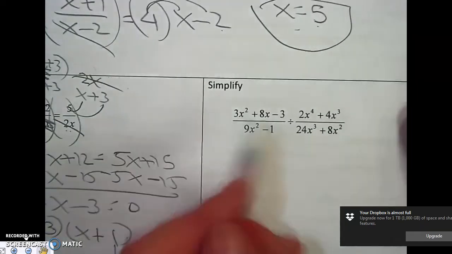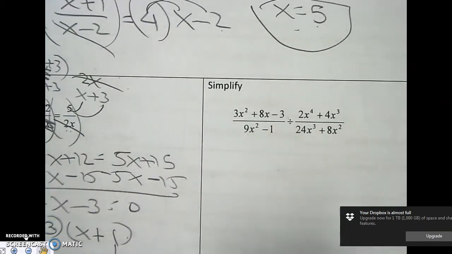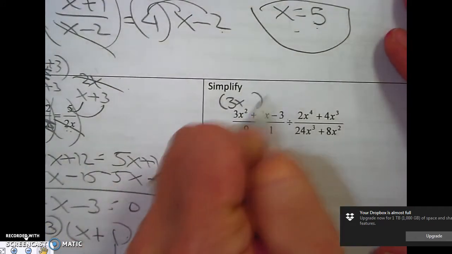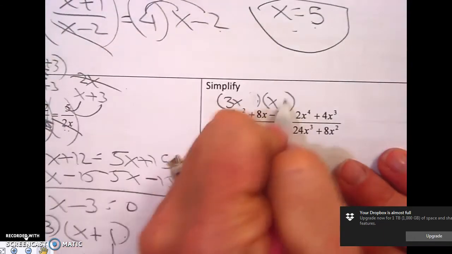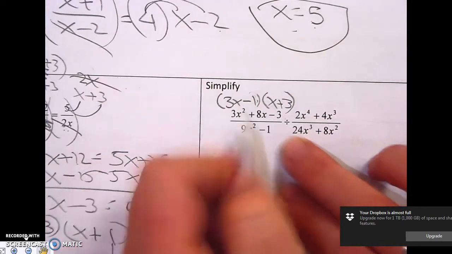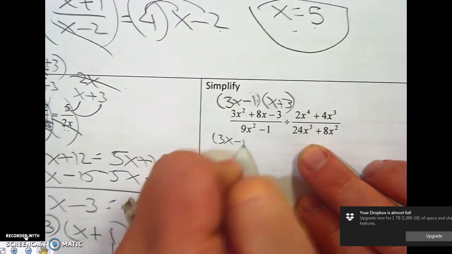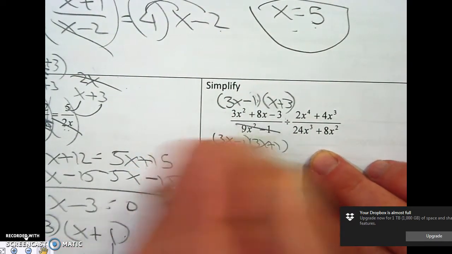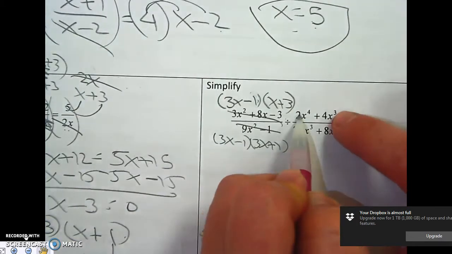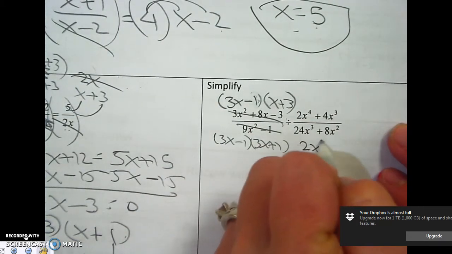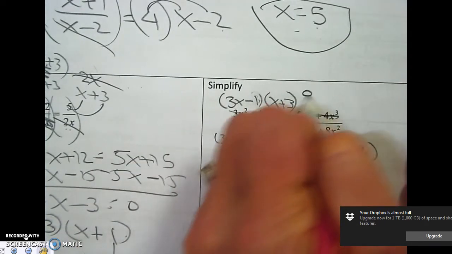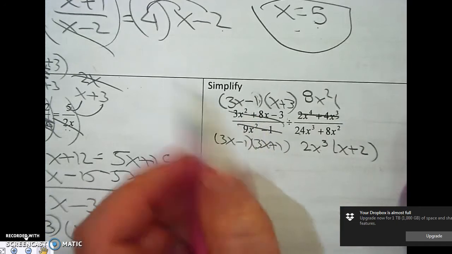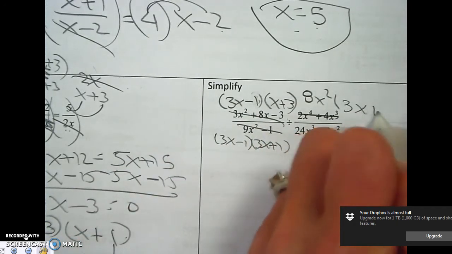This one I'm not necessarily trying to make the bottoms go away. I'm trying to factor, factor, factor, then cross things off. So I'm going to factor the top. Oops, I know that 3 goes there. This is square root, square root. Cross it off. The top is really the bottom, GCF. And the bottom is really the top, 8x squared. And it looks like 3x plus 1.